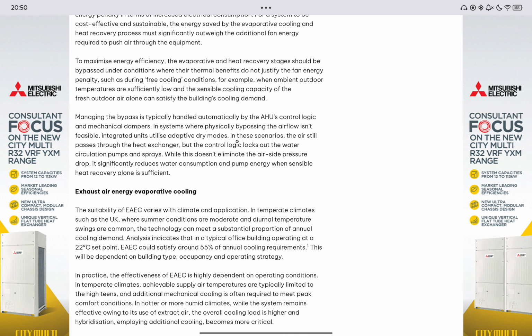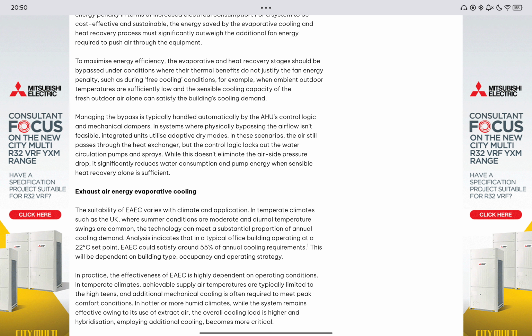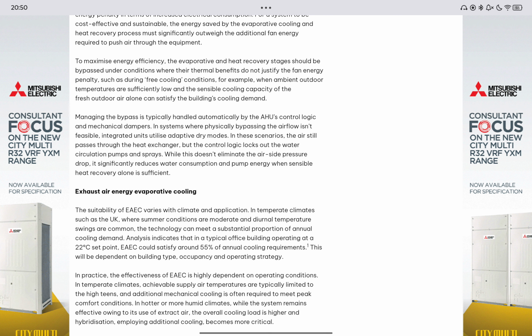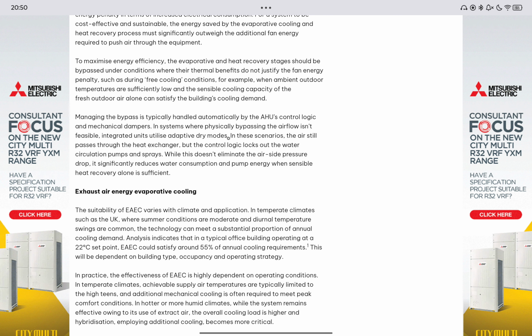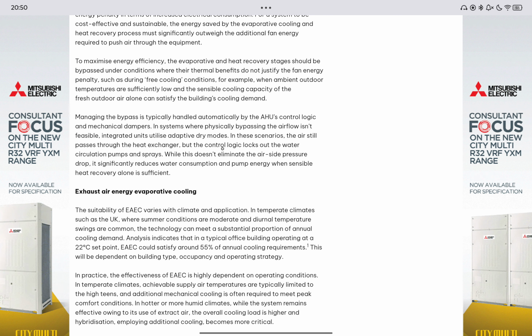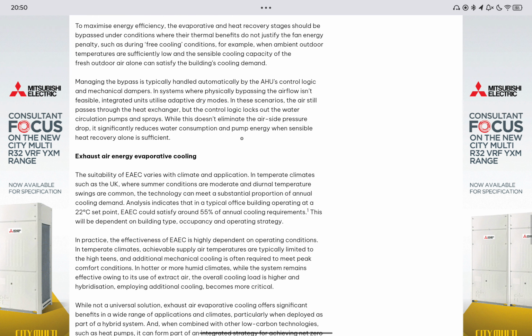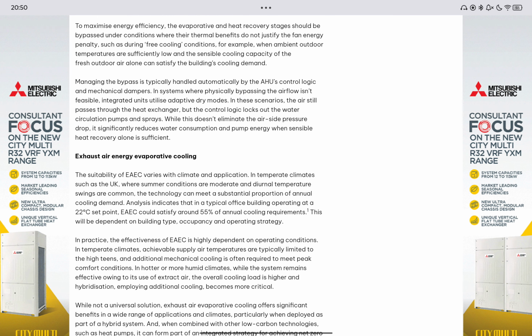To maximize energy efficiency, the evaporative and heat recovery stages should be bypassed under conditions where their thermal benefits do not justify the fan energy penalty, such as during free cooling conditions, for example, when ambient outdoor temperatures are sufficiently low and the sensible cooling capacity of the fresh outdoor air alone can satisfy the building's cooling demand. Managing the bypass is typically handled automatically by the AHU's control logic and mechanical dampers.